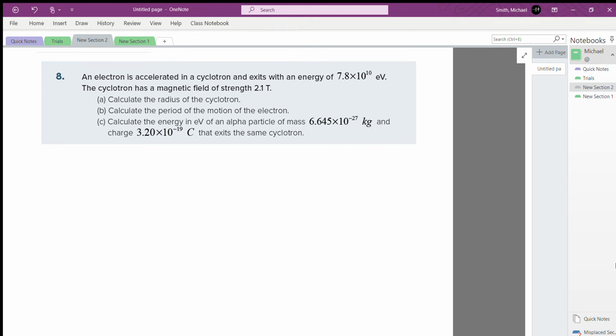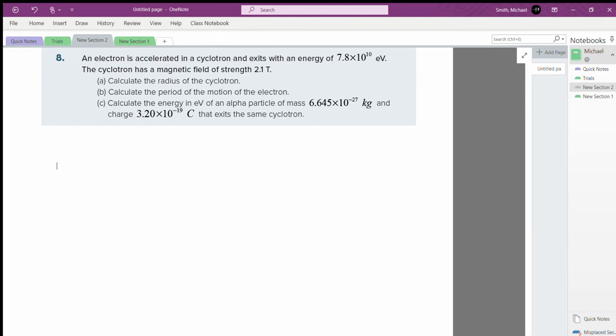This is question number 8 from the SACE Stage 2 Physics course companion from the Cyclotron chapter. Here we have an electron which is accelerated by a cyclotron and exits the cyclotron with an energy of 7.8 times 10 to the power of 10 electron volts. The cyclotron has a magnetic field strength of 2.1 Tesla.